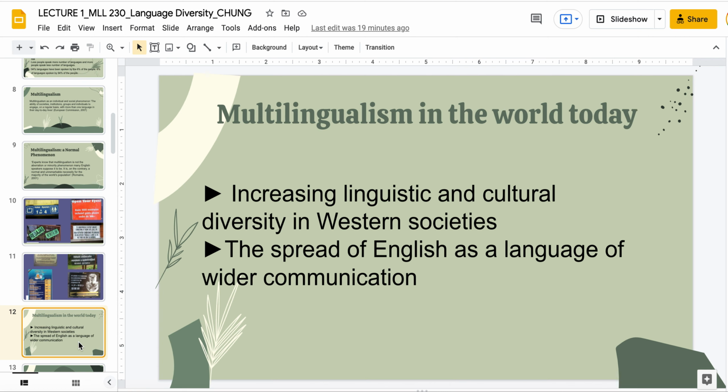What about multilingualism in the world today? There's increasing linguistic and cultural diversity in Western societies. This might be because now we have access to technology, right? So, for example, we're able to use Google Translate with people that we might not share the same language with, right? And also the spread of English.